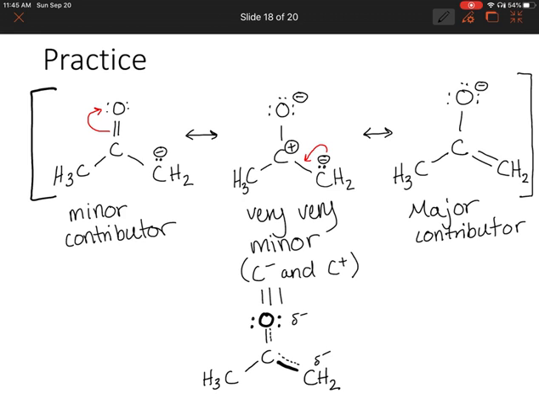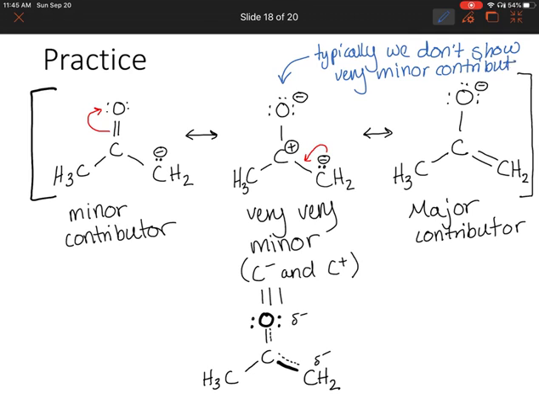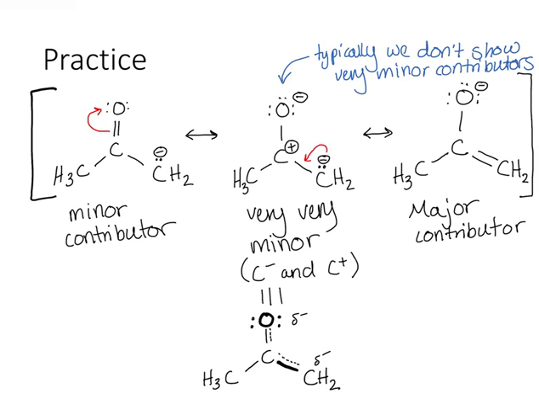So let me just make a note here. Typically we don't show very minor contributors. Because again, if they're not really contributing to the overall structure of the molecule or the hybrid structure, then why even draw it? So what we would typically show instead is that lone pair on carbon moving over, and then the pi electrons on oxygen moving up. So we would show that all in one step.